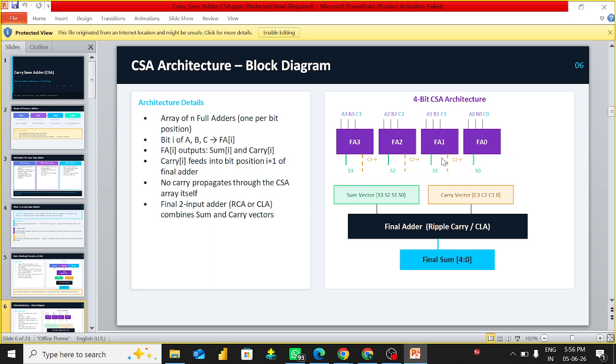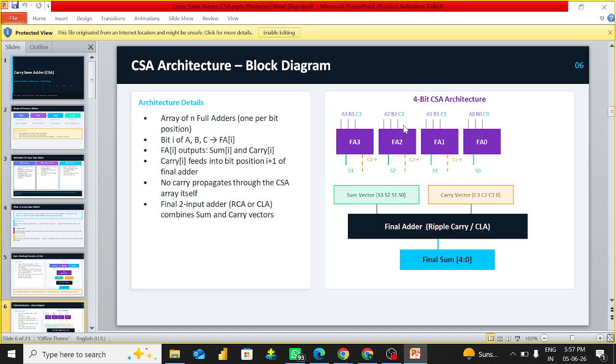So what is the thing we can see from this block diagram? FA1 is not waiting for FA0, FA2 is not waiting for FA1, FA3 is not waiting for FA2, like how it was waiting inside the ripple carry adder, right? So we have removed that. Inside CSA, it will remove that chain. In the ripple carry adder, we had a chain, right? It was waiting for the previous stage to calculate its carry.